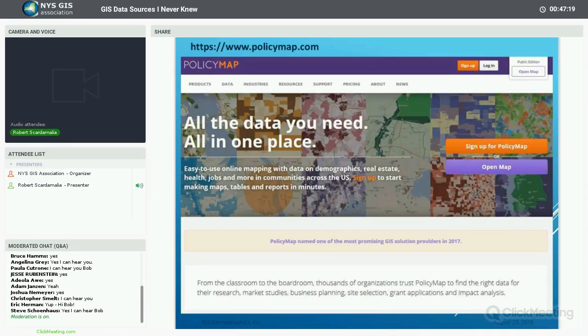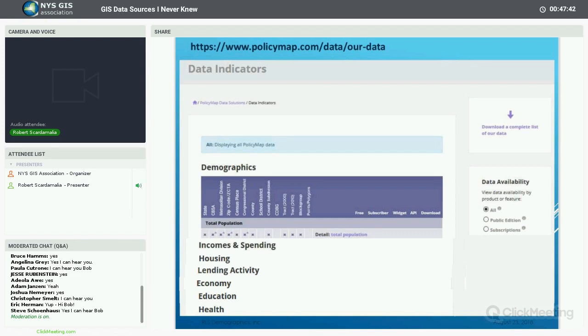PolicyMap is a nonprofit data aggregator. They scrape data from all of these federal agencies and a variety of others to provide mapping primarily for policy analysis. In addition to the data aggregator, they are policy analysts and feed that data into decision-making processes. So a lot of data available: demographics, incomes, housing, lending activity. This is just a subset of it.